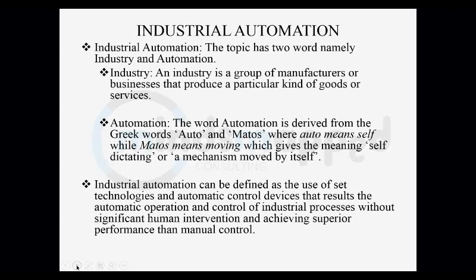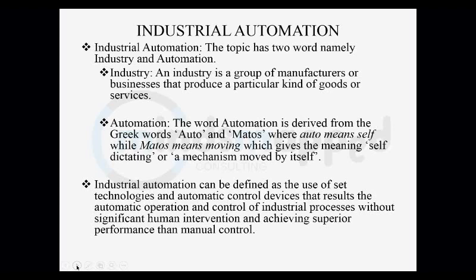So industrial automation is made up of two words, industry and automation. Now, industry is a group of manufacturers. Any group of manufacturers producing the same type of product, you can align them as that industry, like automobile industry, oil and gas industry, fertilizers and chemical industry, power industry, energy sector. So an industry is a group of manufacturers or businesses that produce a particular kind of good or service, right?